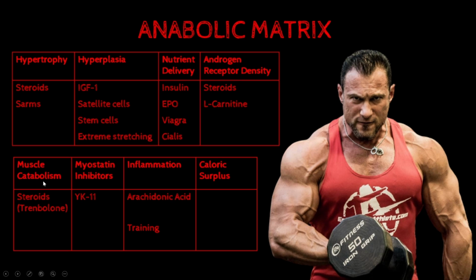I put muscle catabolism and specifically trenbolone. So all steroids have a certain level to which they inhibit muscle catabolism. But I specifically wanted to mention trenbolone because it's actually been shown to directly bind to the glucocorticoid receptor and block cortisol from binding. So cortisol is your stress hormone.